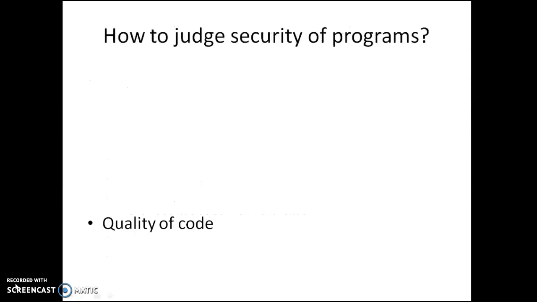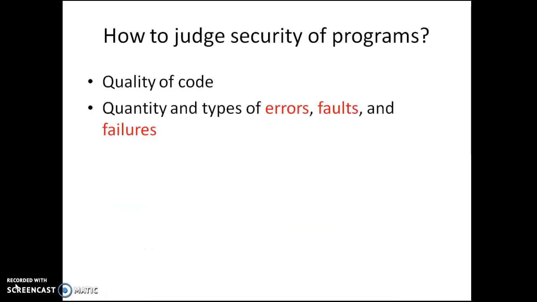How to judge security? You need to see the quality of the code, how qualitative your code is. If they take care of information security rules, regulations, and guidelines, then we can say that it's qualitative. Another measure is the quantity and types of errors, faults, and failures. There can be errors, there can be faults, and there can be failures. Faults are minimum, and failures are major.